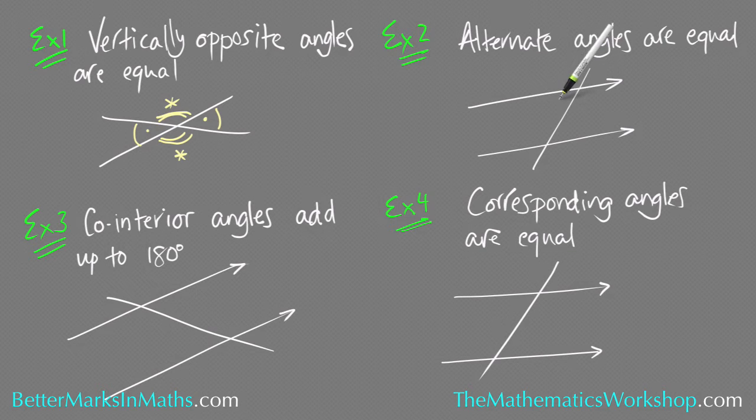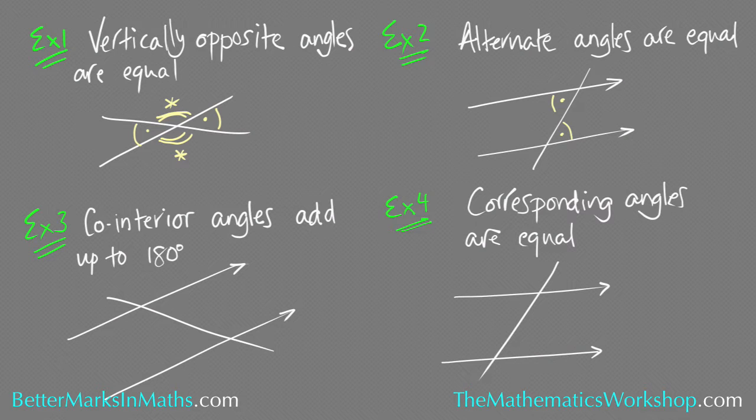So on opposite sides of the transversal and between the parallel lines would be, say, this angle and that angle there. So that angle there and this one here, between that line and those two lines, and the angles there and the angle there are equal to each other. And alternate angles always make a Z.